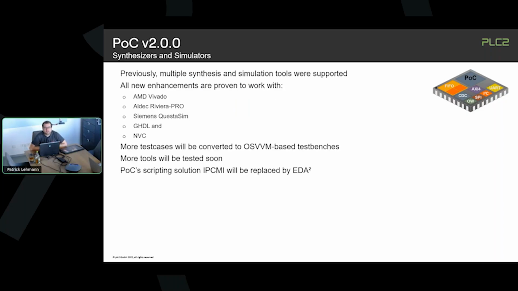So previously, as I said, different synthesis tools and simulation tools were supported. And with the current enhancements, we have tested with AMD Vivado, Aldec Riviera-PRO, Siemens QuestaSim, GHDL, and as I said, now also with NVC. And we aim to expand this support. It was already supported in the past, but there's a certain environment we need to set up and run all the regression to prove what has been changed in the last 7 years. So we might need some time here, but it's still on the agenda to test everything again.